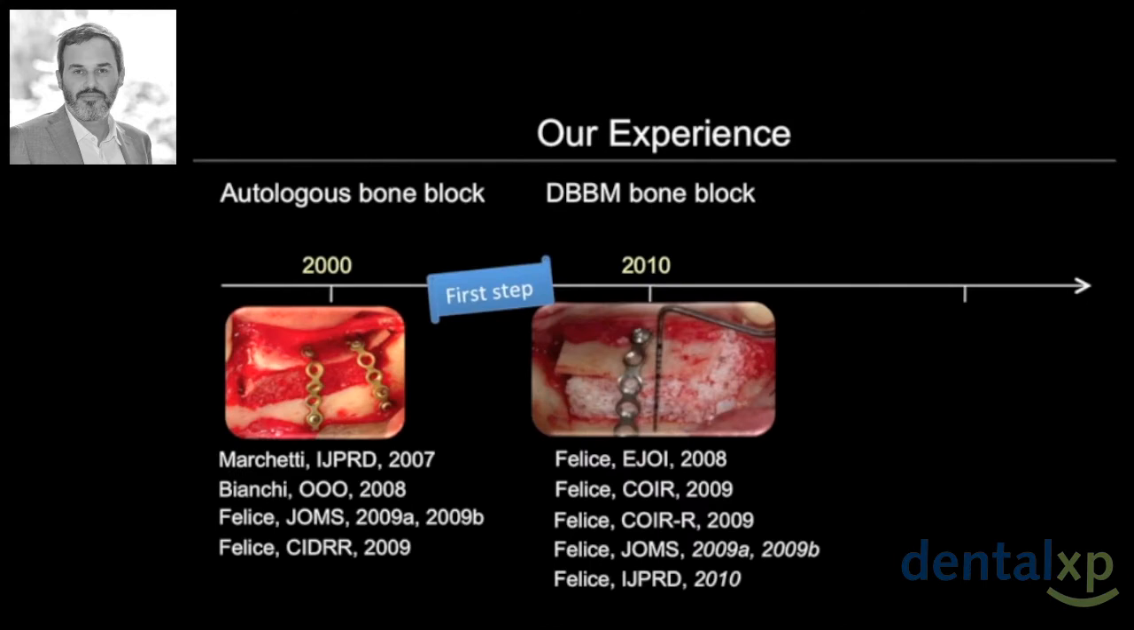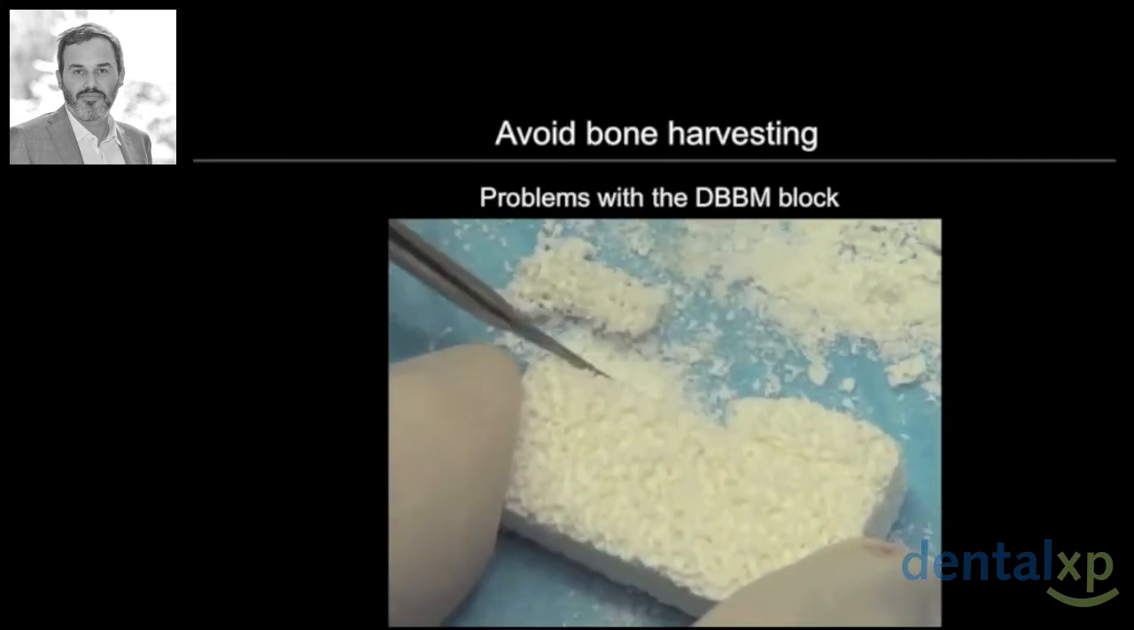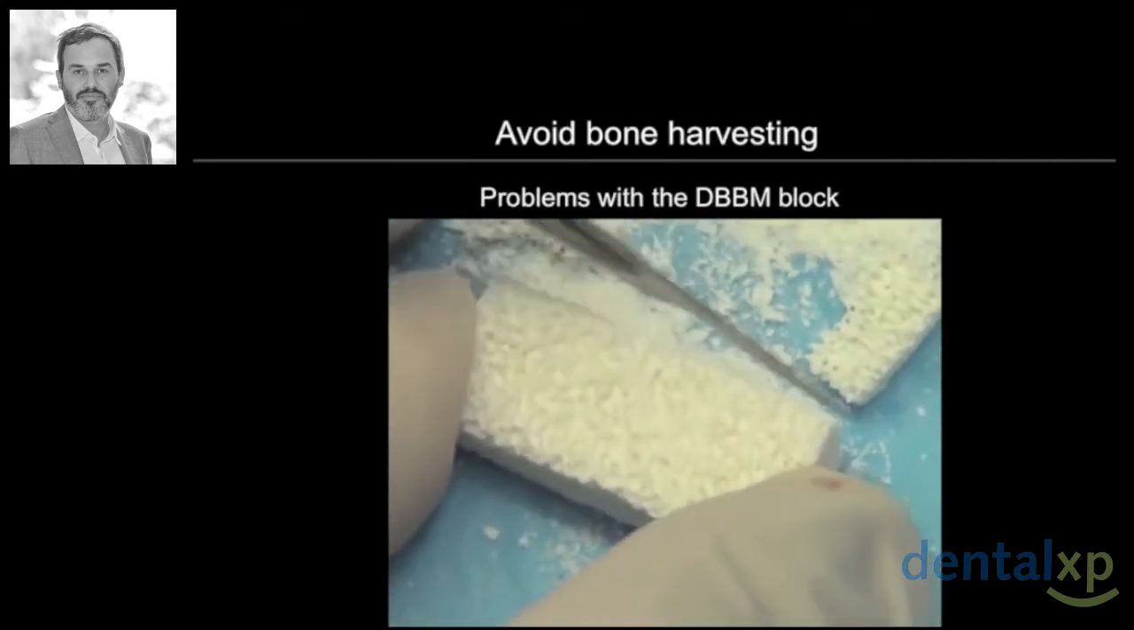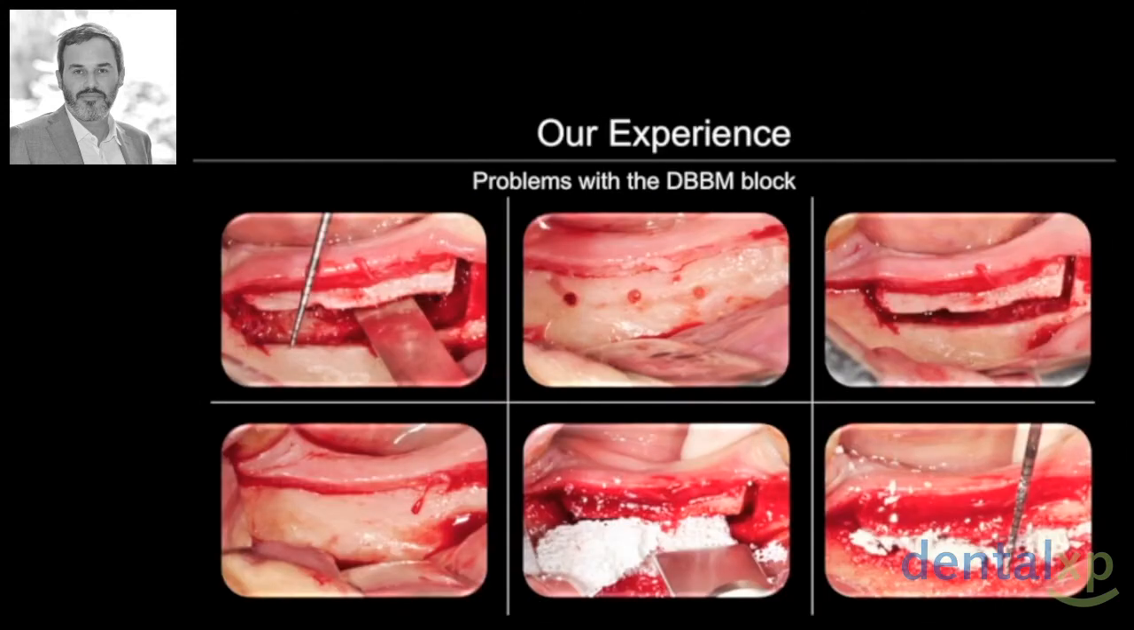We still wanted to improve, because the most important aspect that impacts the results of the inlay technique is the type of the block. Why? Look at this video. Look at the fragility of the anorganic bovine bone block. And this fragility leads to a loss of the vertical increase.